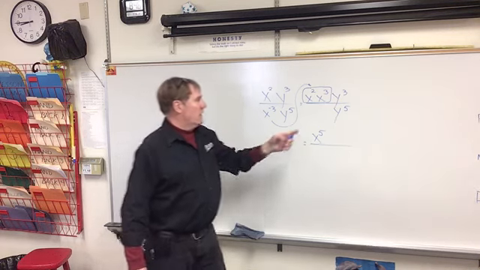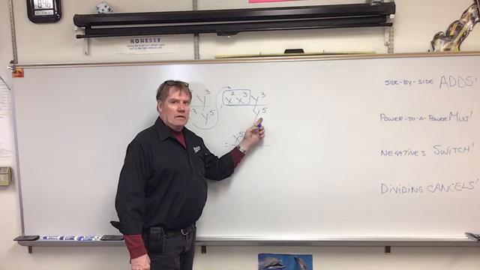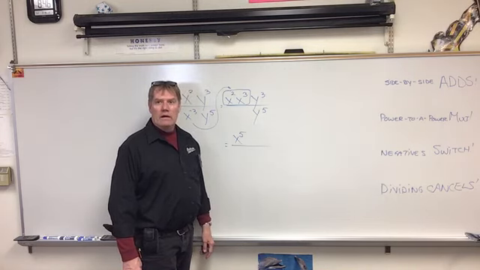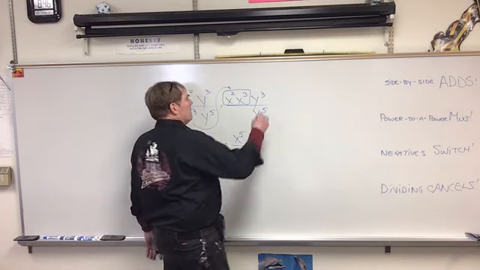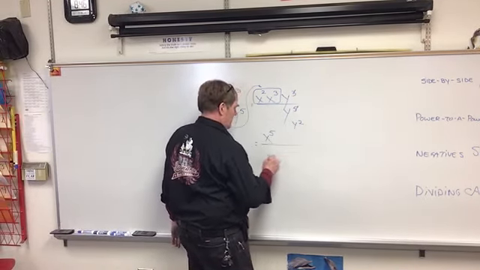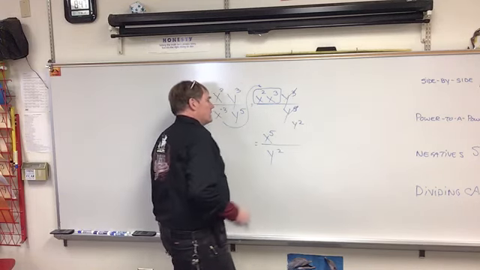Dividing cancels. I got 3 y's on top. I got 5 y's on the bottom. How many cancel out? How many are left and where are they left at? 3 of these go away, 3 of those go away, 2 are left on the bottom. So there you go. Cancel those guys right out.